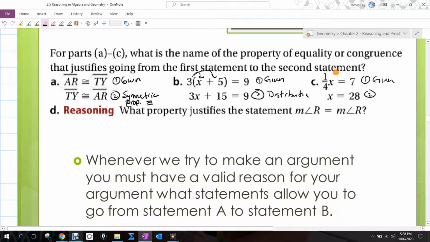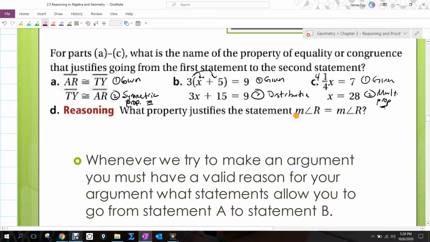Okay. And then the question is, and this is debatable, but the best answer is, if my coefficient is a fraction, then what are we going to do to get rid of that fraction? We're going to multiply by its reciprocal. So I'll multiply by 4. I'll multiply this side by 4, multiply that by 4. So this is multiplication property of equality.